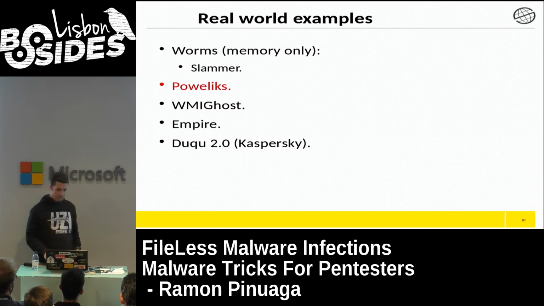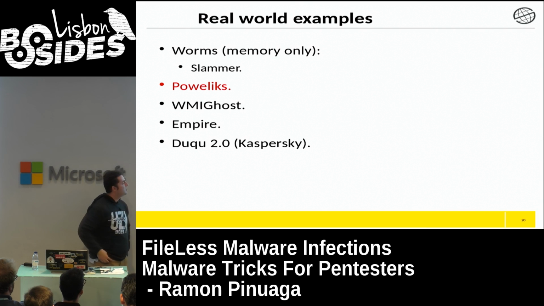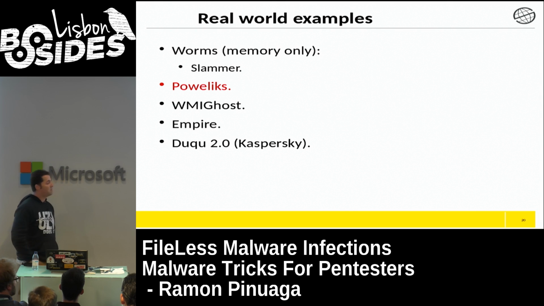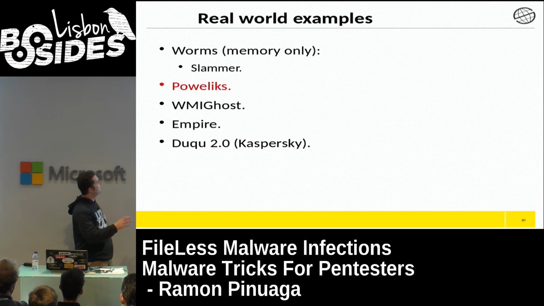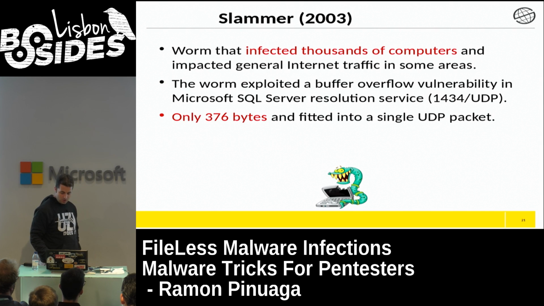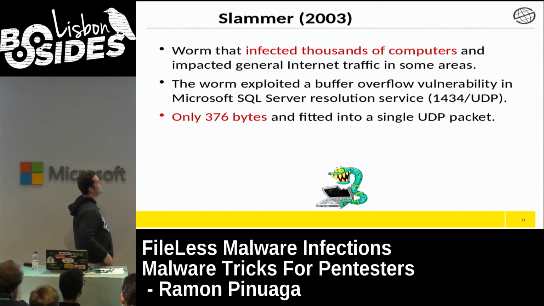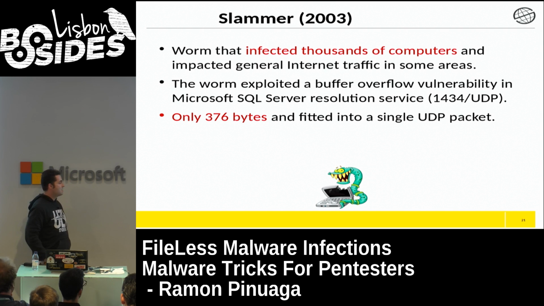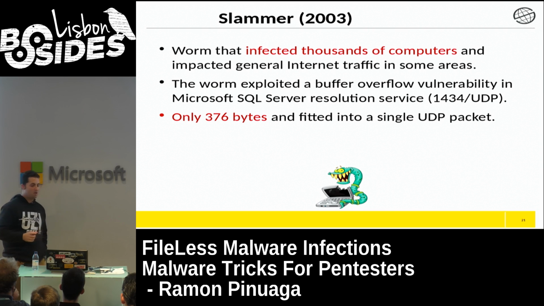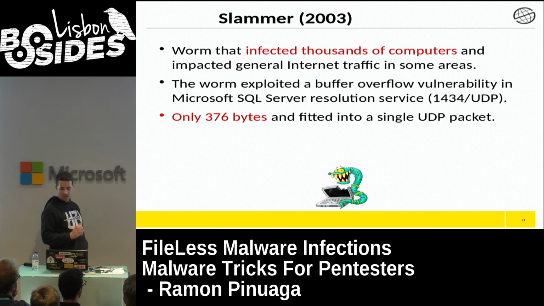Real world examples. I have selected some malware families that are very successful in the field and very efficient. And all of these malware families work in a fileless way. The concept of fileless malware is not new. We have examples of malware that doesn't use files even in 2003. But they are worms. They don't have payloads. They don't have many functionalities. But there are some examples.